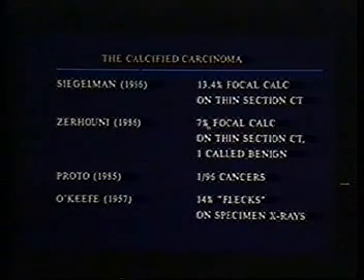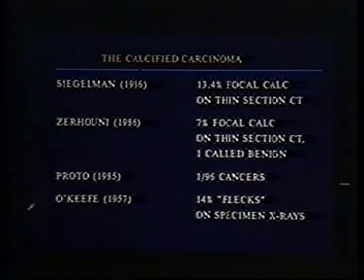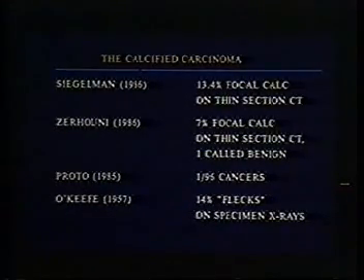In Zerhouni's study, 7% of carcinomas had focal calcification on thin section CT. 1 was called benign. In Proto's study, 1 of 96 cancers had recognizable calcification using CT. And going way back to 1957, a study of specimen radiographs in patients with lung cancer showed an incidence of 14% with flecks of calcification. Now, how do we avoid diagnosing these calcified carcinomas as being benign? Well, we have to rely on the pattern of calcification and the degree of calcification to make that differentiation.